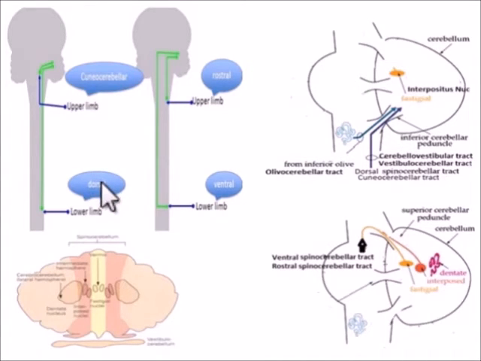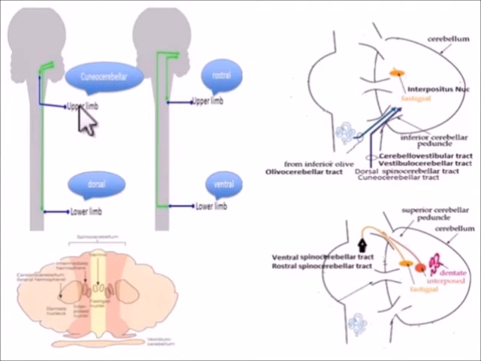The another tract from the lower part of the trunk and lower limbs is the dorsal spinocerebellar tract, which does not cross to the other side of the spinal cord and ascends upwards to reach the inferior cerebellar peduncle in the medulla, and through the inferior cerebellar peduncle it enters the spinocerebellum.